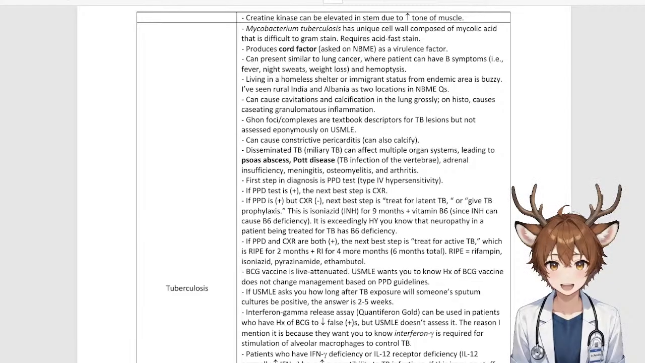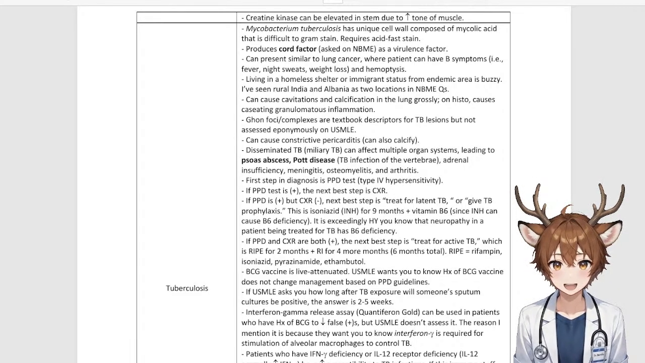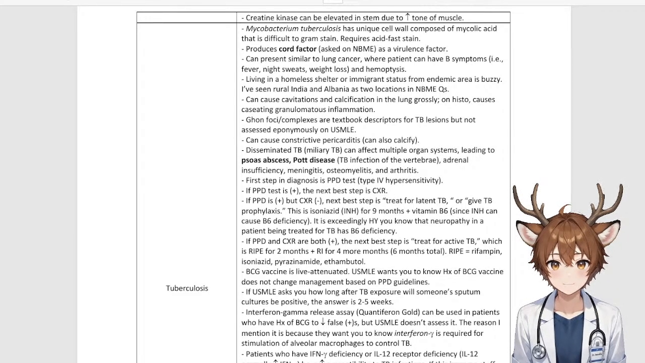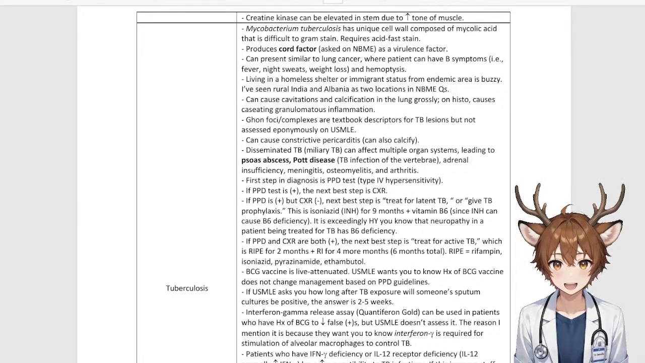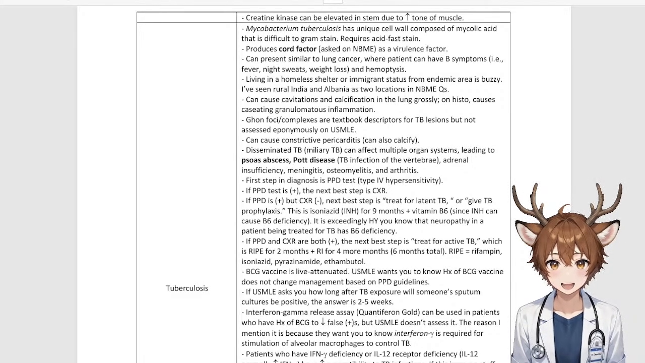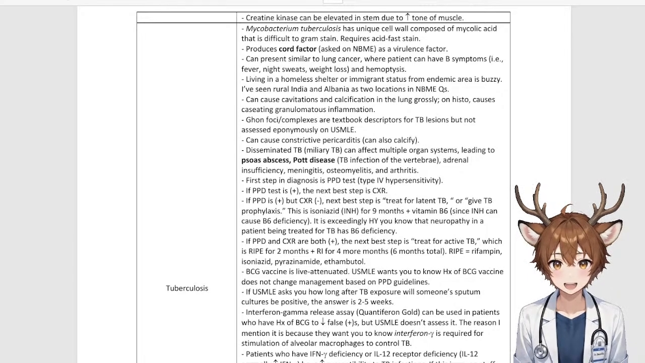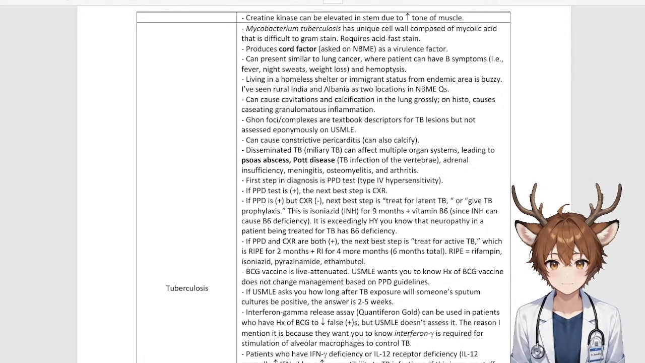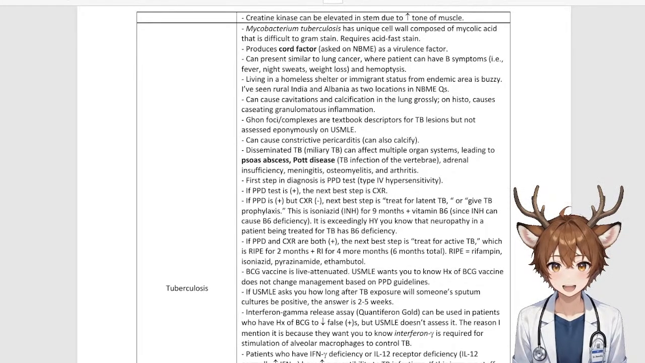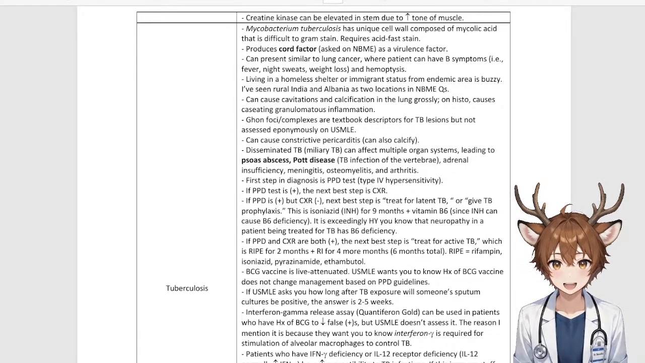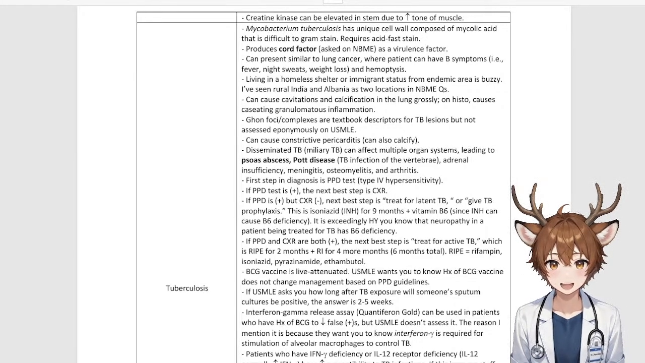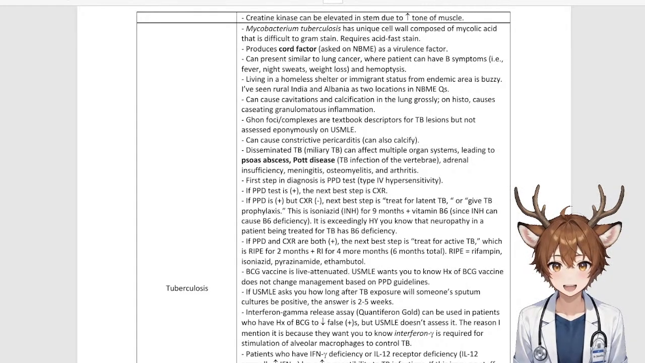Living in a homeless shelter or immigrant status from an endemic area is buzzy. I've seen rural India and Albania as two locations on NBME questions. It can cause cavitations and calcification in the lung grossly. On histo, it causes caseating granulomatous inflammation. Ghon foci and complexes are textbook descriptors for TB lesions, but not assessed eponymously on USMLE. It can cause constrictive pericarditis, and can also calcify.